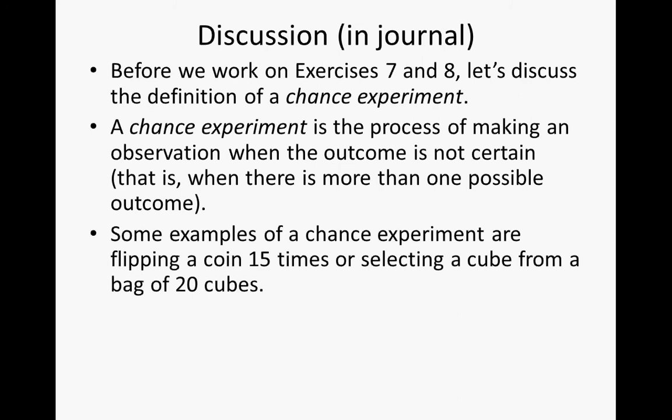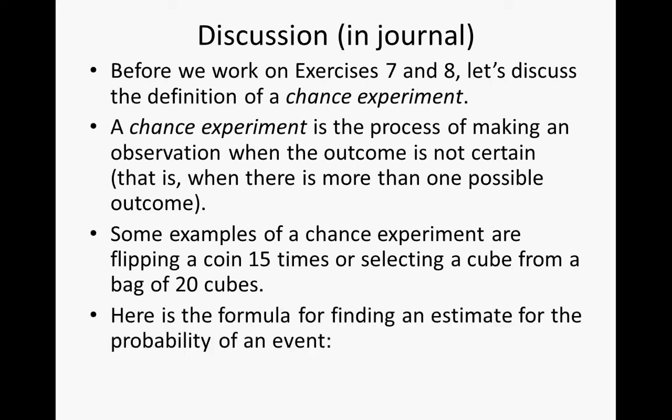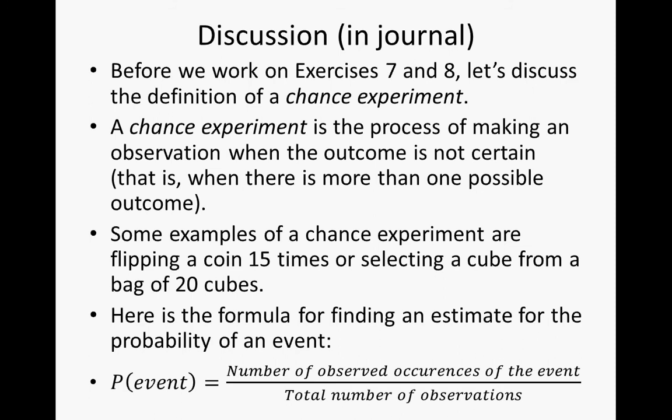Some examples of chance experiments are flipping a coin 15 times or selecting a cube from a bag of 20 cubes. Here is the formula for finding an estimate for the probability of an event. The probability of whatever the event is equal to the number of observed occurrences of the event over the total number of observations.